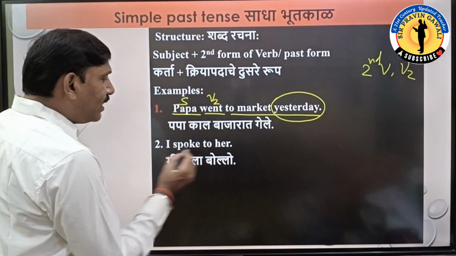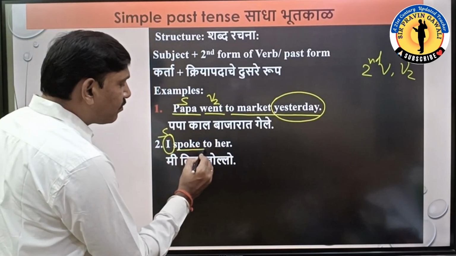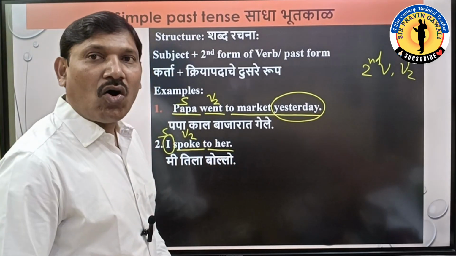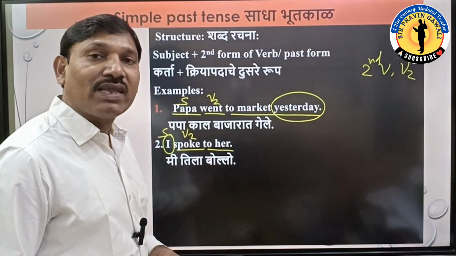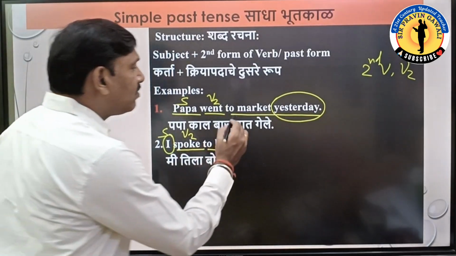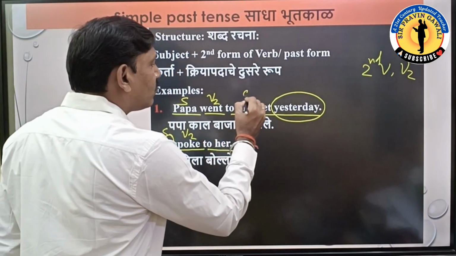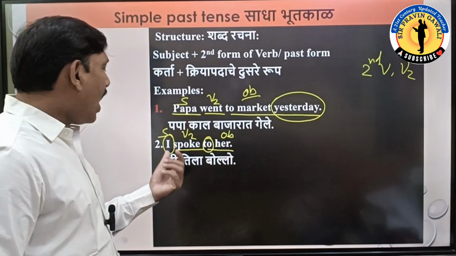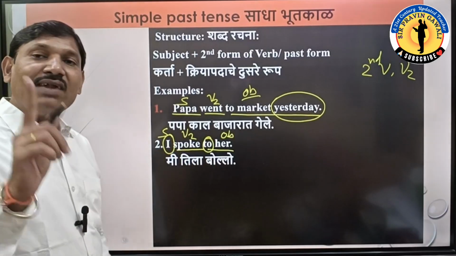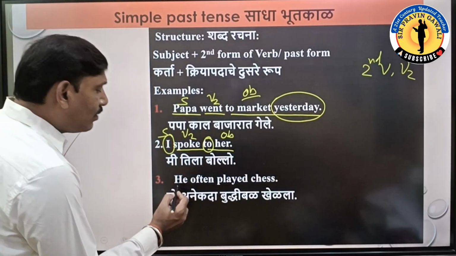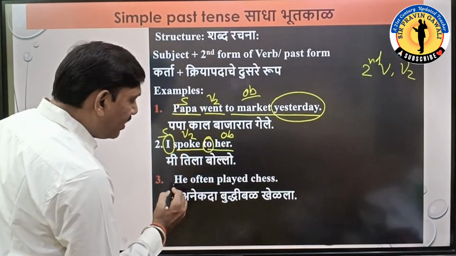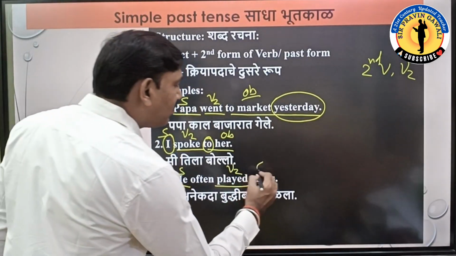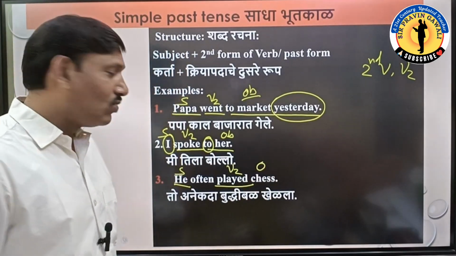Here, I spoke to her. In this sentence, I is the subject, spoke is the second form of the verb, and to her is the object, a prepositional phrase we can say. In the same way, this is the preposition, then this is the object. Understood? So spoke is the second form of the verb. Now see, student, one more. He often played chess. He is the subject here, played is the second form of the verb and chess is the direct object we can say. Student, have you understood? Very good.